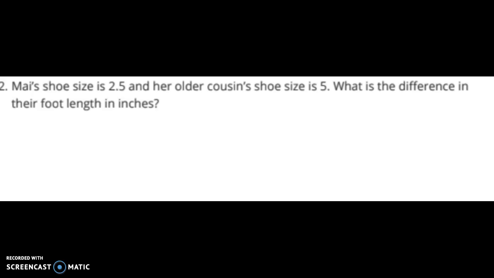All right, Maya's shoe was a 2.5 and her older cousin was a size 5. What is the difference in their foot length?